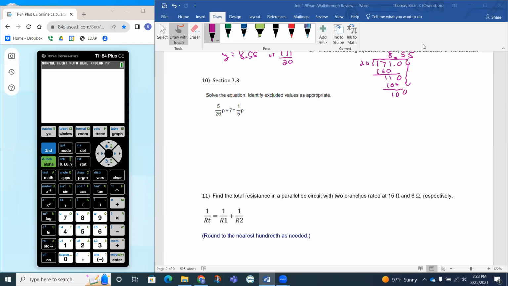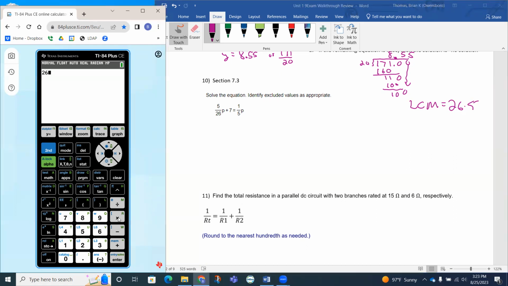So question 10, we want to solve this equation, identify any excluded values if there's any. Again, the only time there's going to be an excluded value is if the variable is in the denominator, and it's not. So what I want to do, again, is get rid of fractions, and I can do that by multiplying by the LCM. So again, the LCM here looks like it's just going to be this 26 times 5.